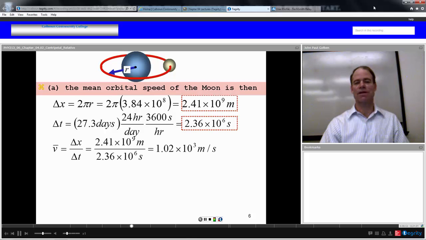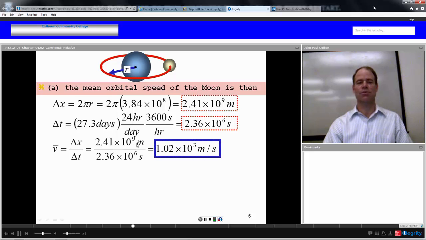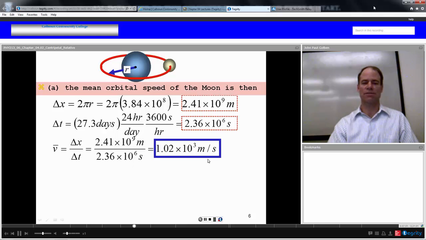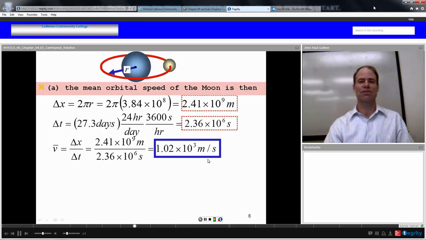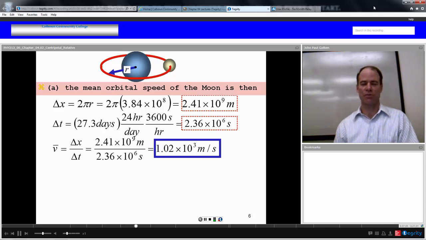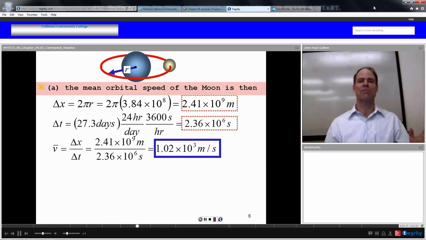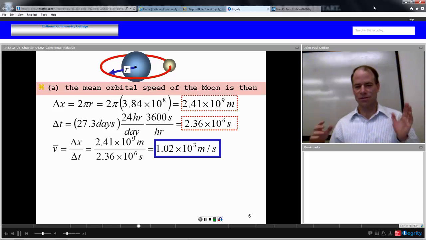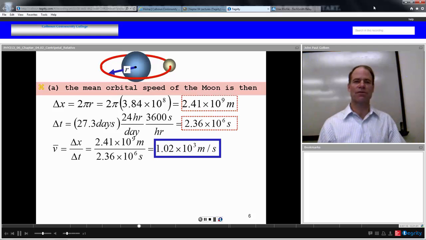So the average speed of the moon going around the Earth is this total distance, 2.41 times 10 to the 9 meters, over 2.36 times 10 to the 6 seconds. The moon is traveling on the average 1.02 times 10 to the 3 meters per second. That's basically a kilometer per second. How about that? Rule of thumb. So if somebody asks you, how fast is the moon traveling around the Earth? 1 kilometer per second.